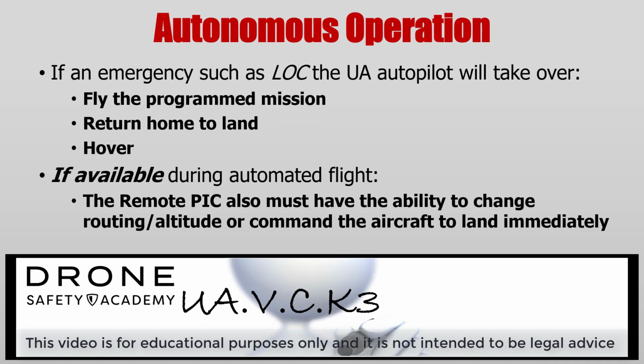If there's an emergency, such as a loss of control, the UA autopilot should take over. Autopilot may do any number of things that you've programmed it to do, such as fly a pre-programmed mission. There may be a return home to land option, or just hover.